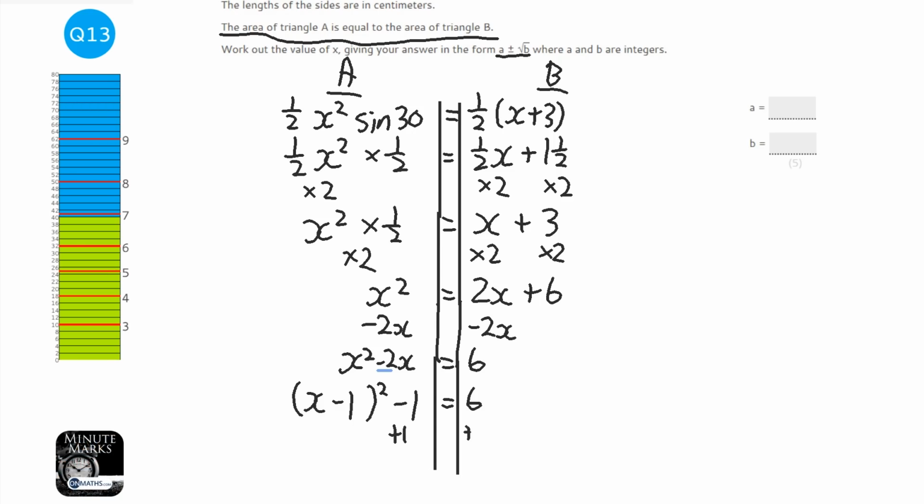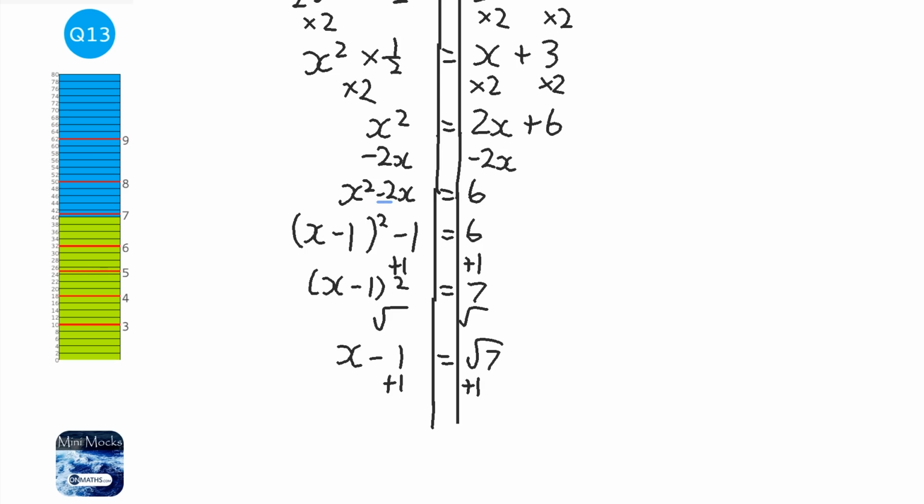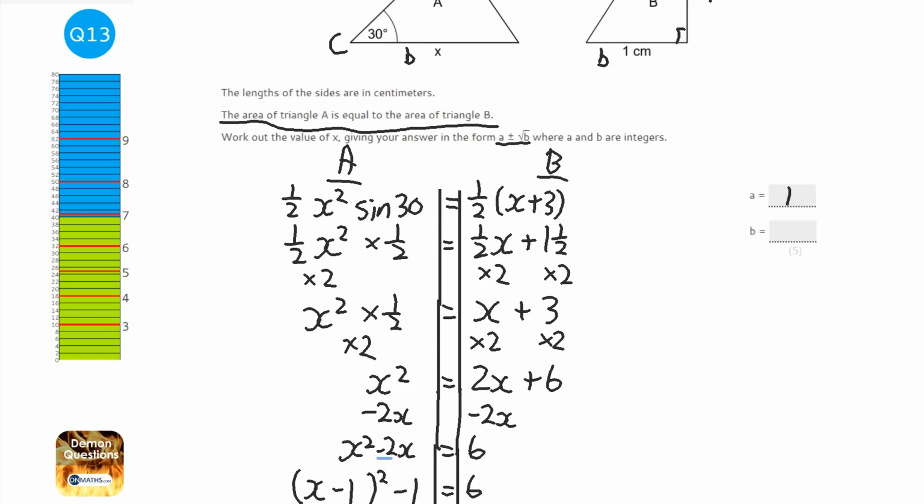Next we're just going to add that 1 to both sides, really simple. So we've got x minus 1 squared equals 7. Extend my lines even more. We're nearly done though. We're going to square root both sides, so it's going to be x minus 1 equals root 7, and then we're just going to add 1 to both sides. So x equals 1 plus or minus root 7. Now the reason that plus minus is there is when you square root a number you get a positive and a negative answer. So our answer is a will be 1 and b will be 7.